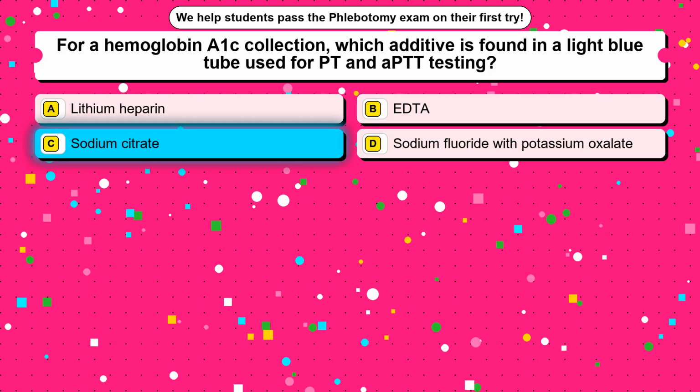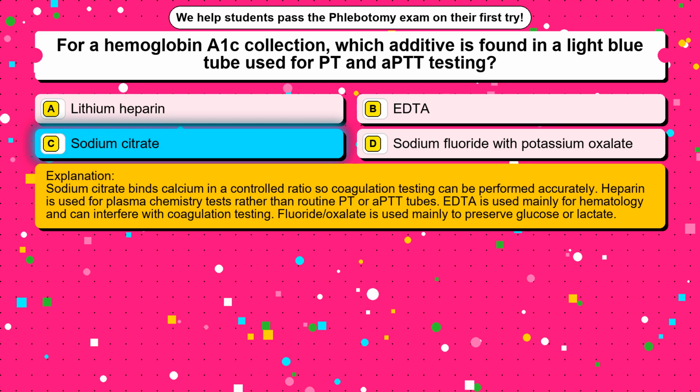The correct answer is option C, sodium citrate. Sodium citrate binds calcium in a controlled ratio so coagulation testing can be performed accurately. Heparin is used for plasma chemistry tests rather than routine patient or APTT tubes. EDTA is used mainly for hematology and can interfere with coagulation testing. Fluoride/oxalate is used mainly to preserve glucose or lactate.